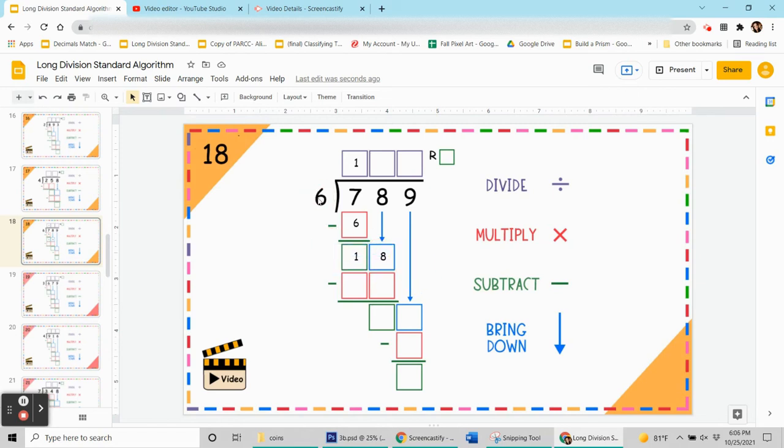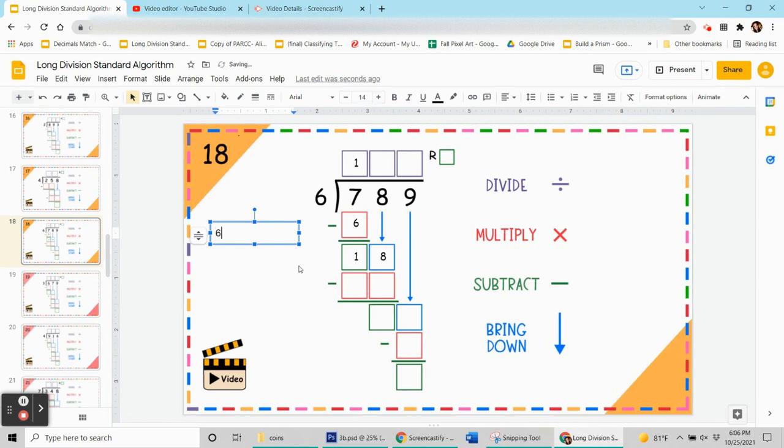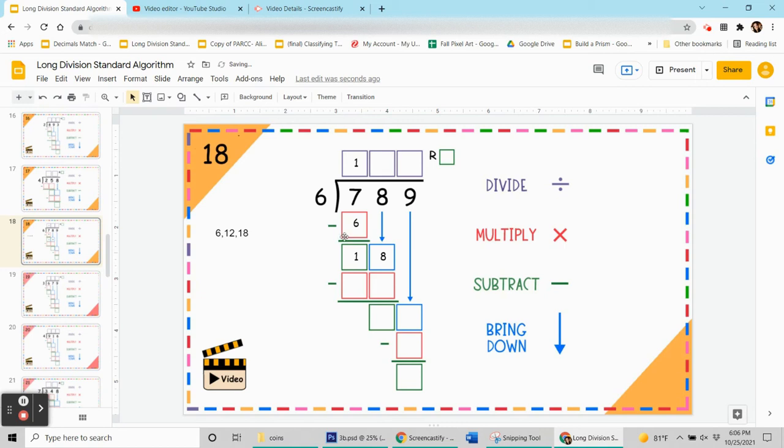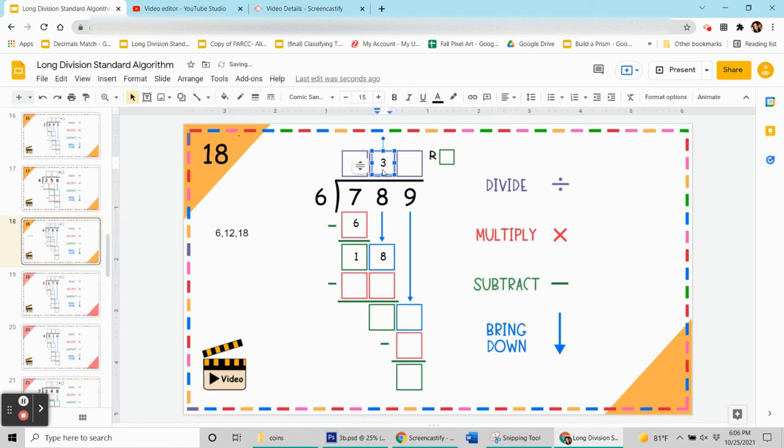So if I had 18 rectangles, how many groups of 6 can I make? Or if I skip count my 6s, how many times before I get close to or hit 18? In this case, it's 3. 18 divided by 6 is 3. We put that up here. All of our division goes on the top because that's our answer, and what we're doing is dividing.